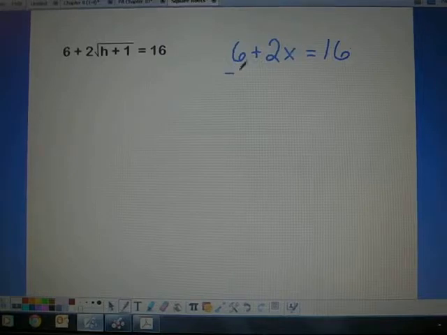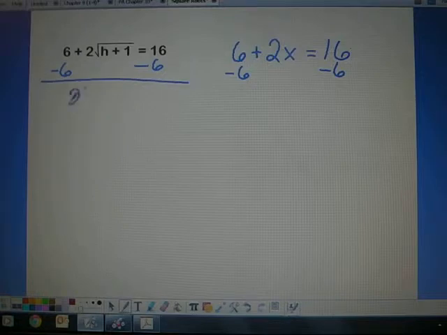So what you're going to do is subtract 6 from both sides first, and that's what you have to do here. The 2 is attached to the square root, so what you have to do is subtract 6 from both sides. 2 square root of h plus 1 equal to 16.